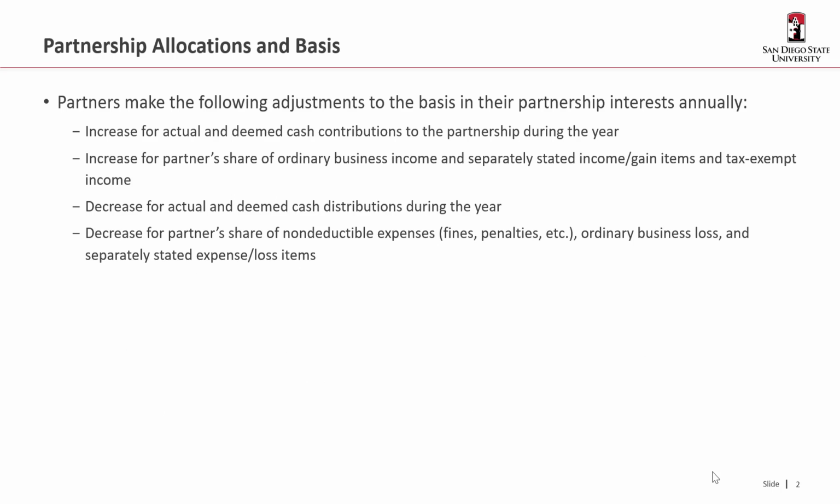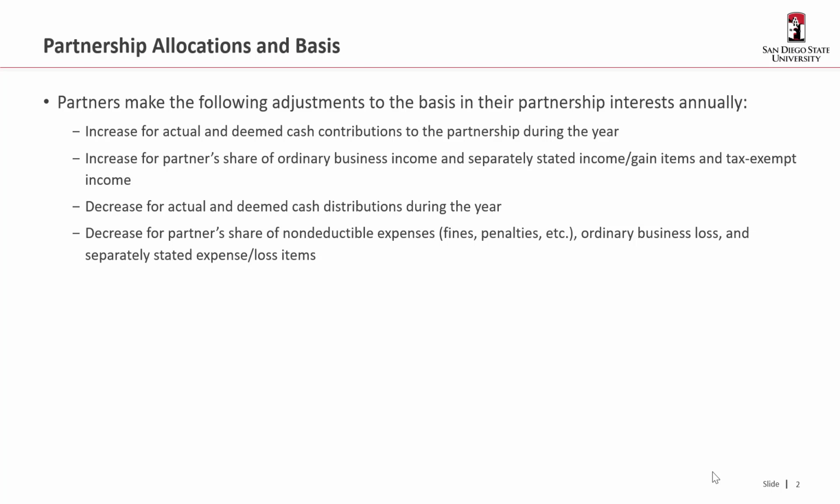So when we think about calculating basis, it's not as simple as it was for property back in the depreciation era. So partners make the following adjustments to basis in their partnership interest annually. So first, they increase it for any actual and deemed cash contributions to the partnership during the year. Actual contributions, that's pretty straightforward. Deemed contributions, those come from when the partnership takes on more debt.